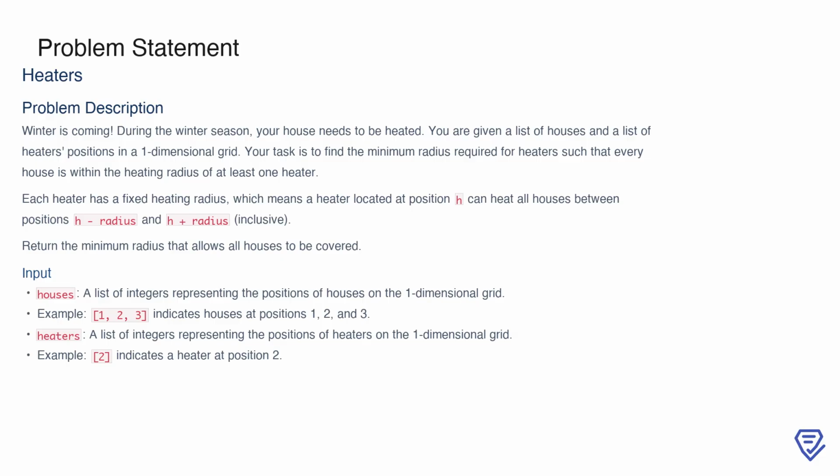The challenge is to determine the smallest possible radius that ensures every house is within the range of at least one heater. You'll receive two inputs, a list of integers representing the positions of the houses and another list for the positions of the heaters. For example, if the houses are at positions 1, 2, and 3, and there's a heater at position 2, your goal is to calculate the minimum radius needed to cover all the houses. Ultimately, the task is to return this minimum radius as the output.